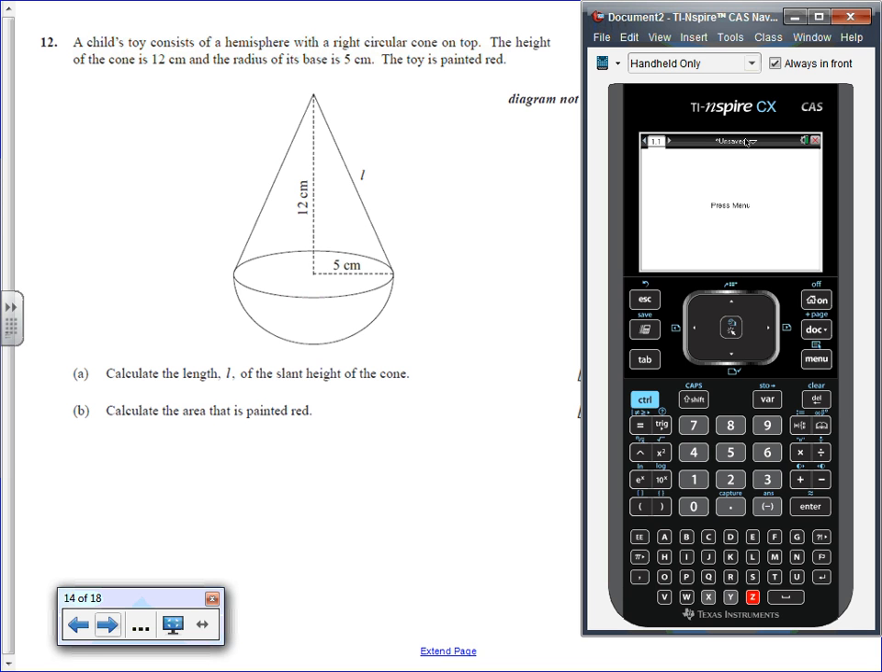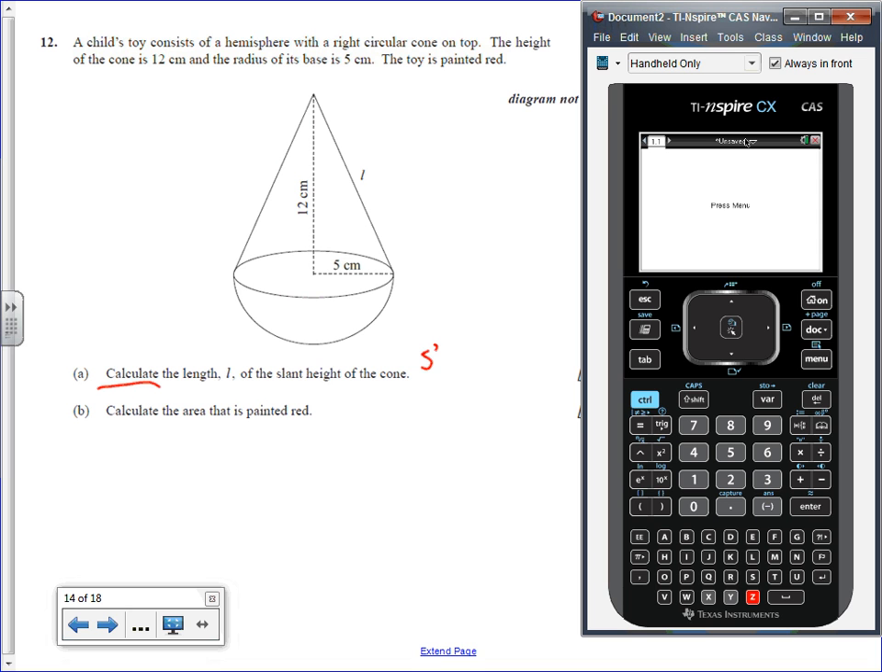All right, a child's toy has a hemisphere on the bottom, a cone on the top, and those two lengths are both labeled right on the picture. We're going to calculate the length of L, which is the slant height of the cone, very simple Pythagorean theorem. In fact, well, I guess it says calculate, so we're going to want to show our calculation for that.